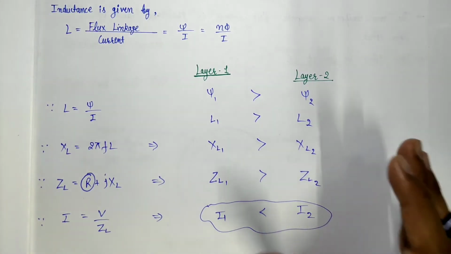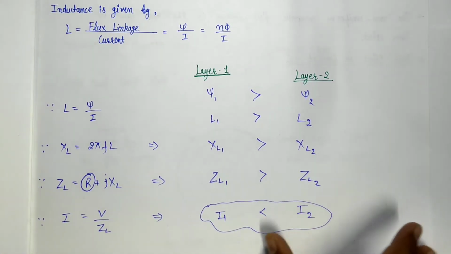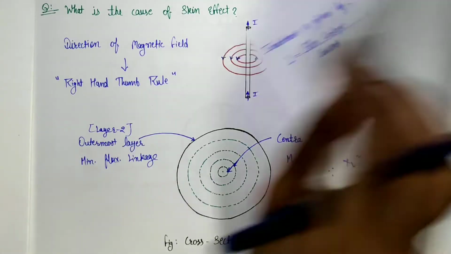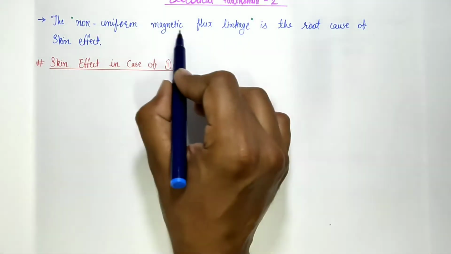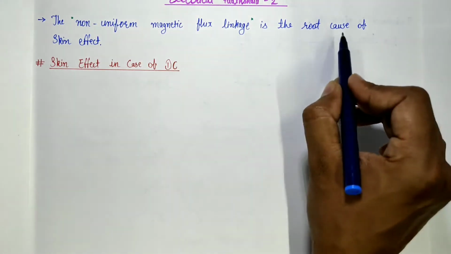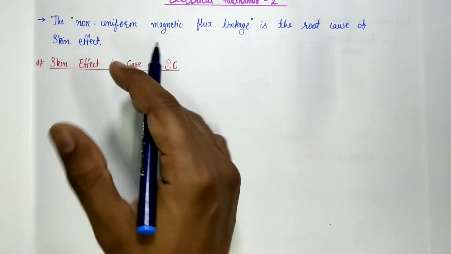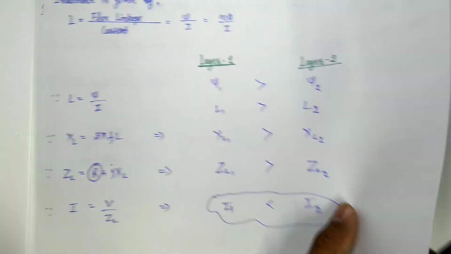So this phenomenon is known as the skin effect. If someone asks you what is the reason behind the occurrence of skin effect, then you should answer that the non-uniform magnetic flux linkage is the root cause of the skin effect. And if they ask you how, then you should go through this explanation.